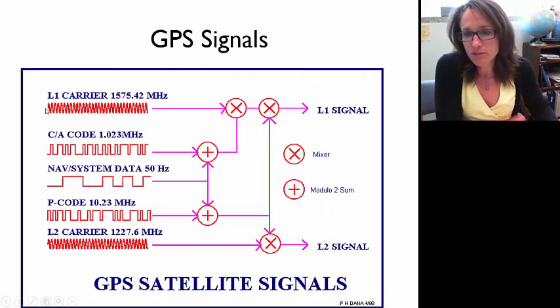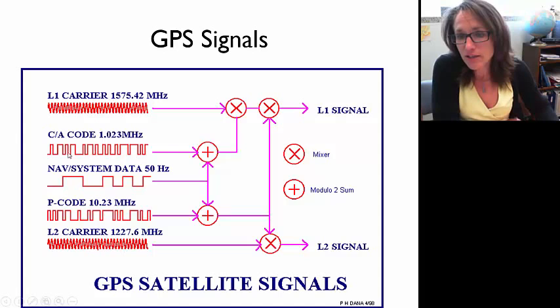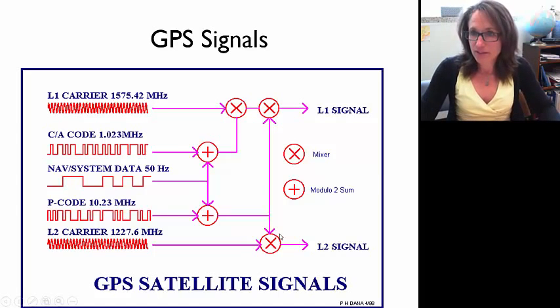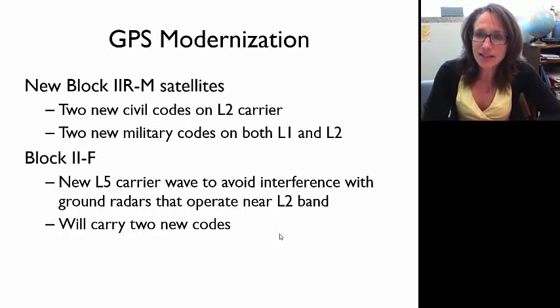I know this is a little crazy diagram, so just bear with me. Here's our L1 carrier wave, which is the one we use. Here's the L2 carrier wave, which is what the military uses, and some dual frequency receivers. Here's our CA code. Here's our navigation data, and here's our P code. Okay, so the CA code, course acquisition code, standard positioning service, this is what we're using. It, along with the nav data and the P code, are modulated on top of the L1 carrier wave. The L2 carrier wave is just getting the nav data and the P code, and that goes on the L2 carrier wave.